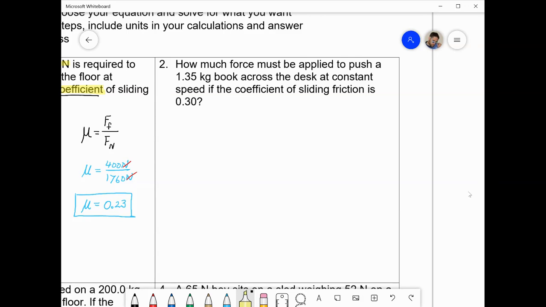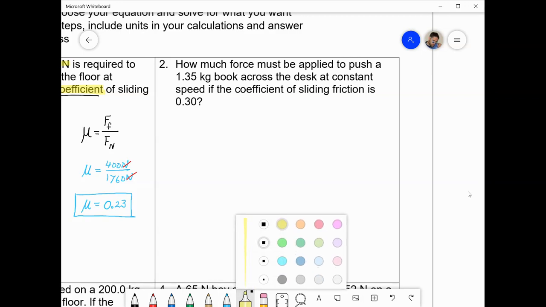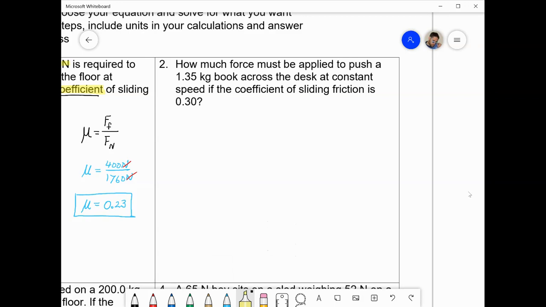The question starts out and it says, how much force must be applied to push a 1.35 kilogram book across the desk at a constant speed if the coefficient of sliding friction is 0.30? All right, so we've got a few things going on here. The thing that I want in the end is this: how much force. This is the piece that I want to figure out.